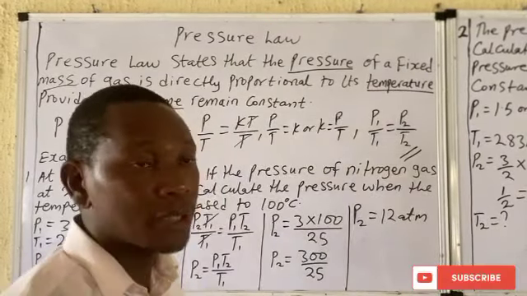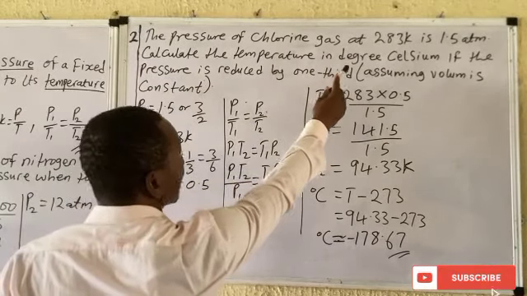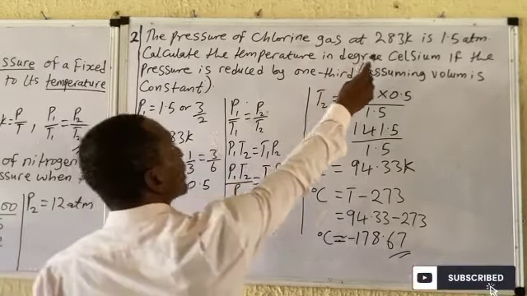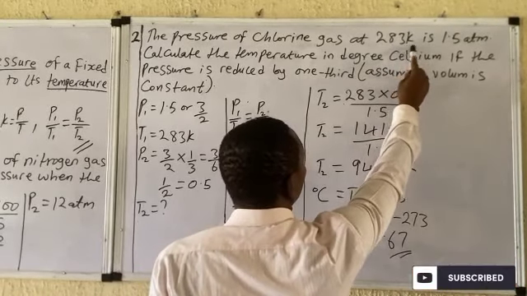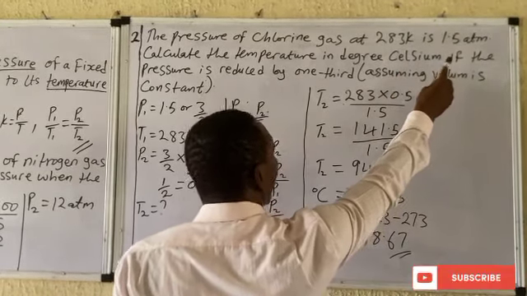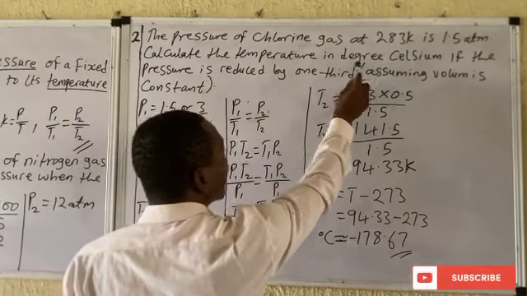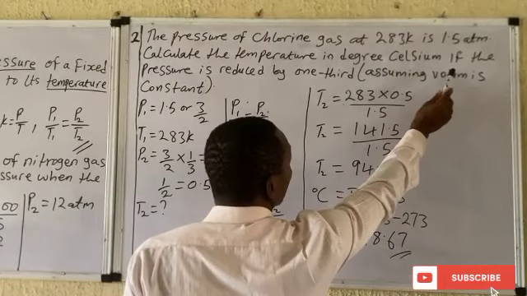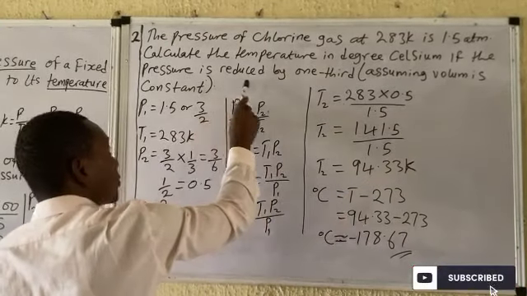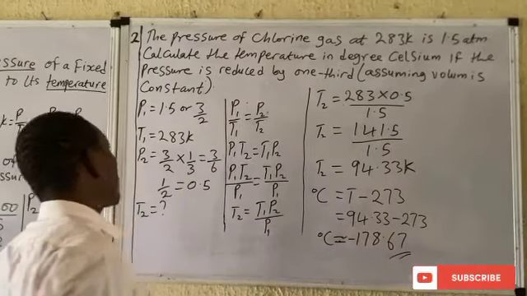Now let's take question number 2. The pressure of chlorine gas at 283 Kelvin, remember this unit here is Kelvin, not degrees Celsius, is 1.5 atmosphere. Calculate the temperature in degrees Celsius, not Kelvin, if the pressure is reduced by 1/3, assuming the volume is constant.